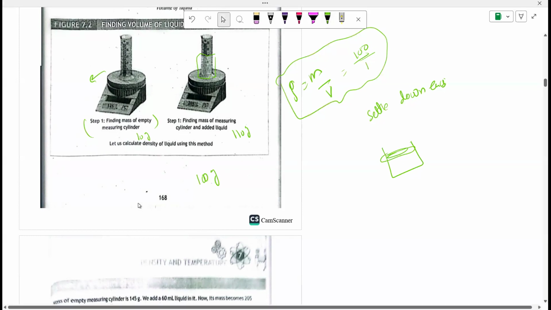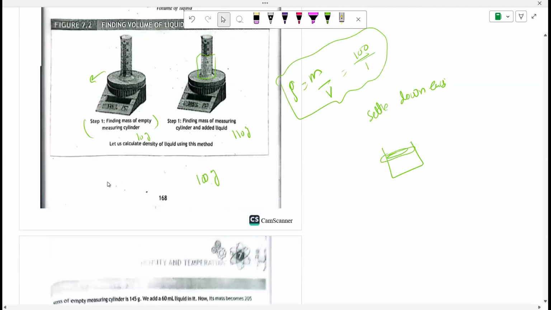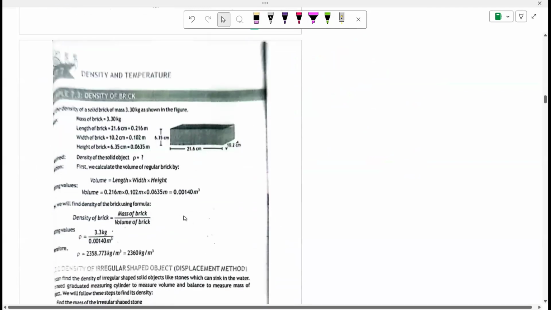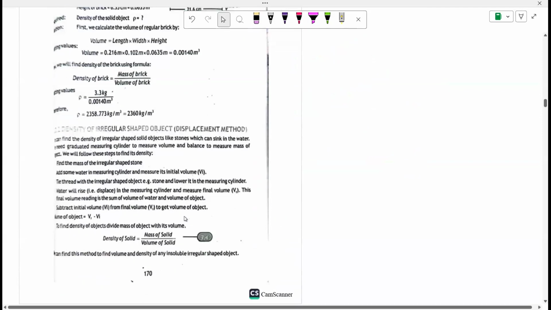So basically they have discussed here how we can go about finding the density of the liquid. Now we come to the density of a regular shaped object versus the density of an irregular shaped object. For a regular shaped object, we easily have the formula for volume: length into base into height.